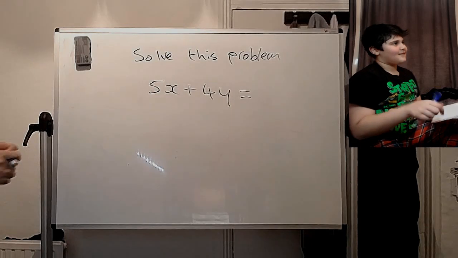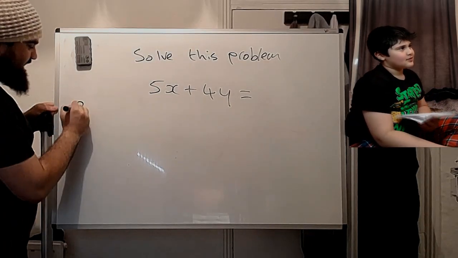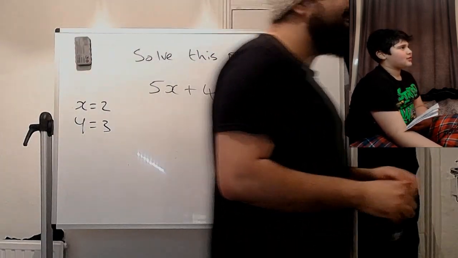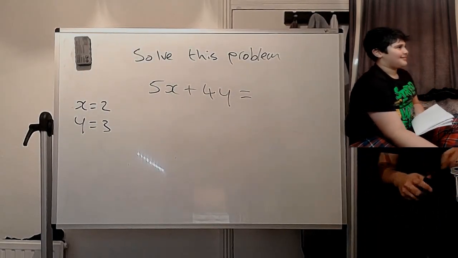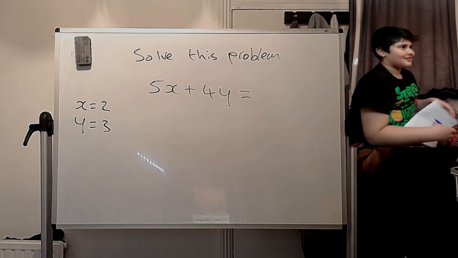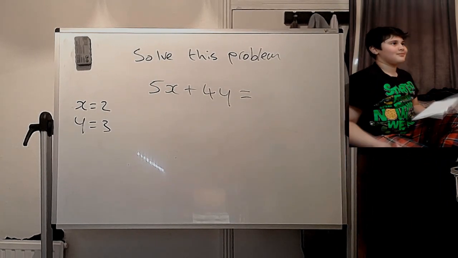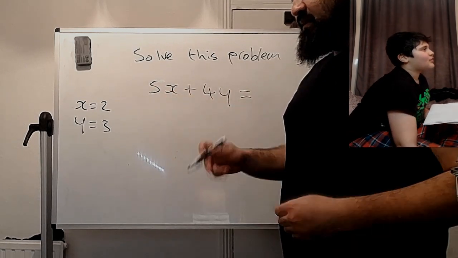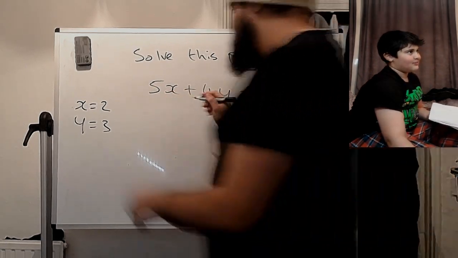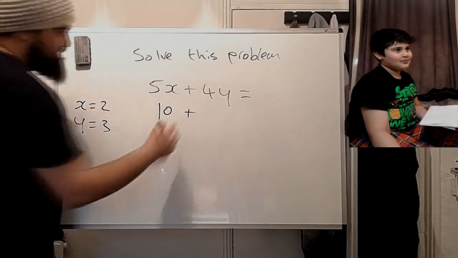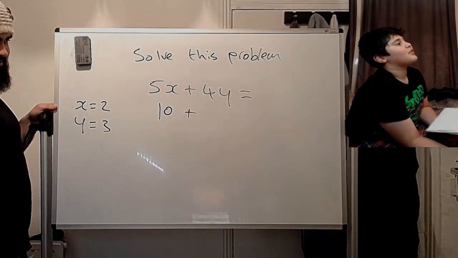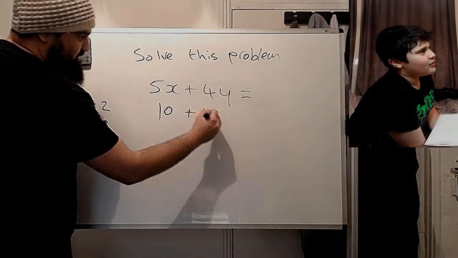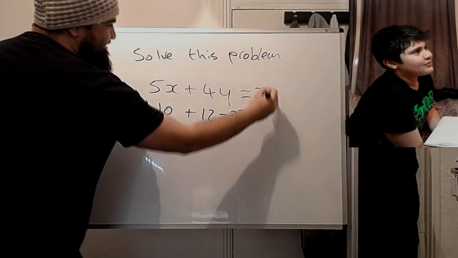5x plus 4y. And I'm going to tell you x equals 2 and y equals 3. If you do this, legit, I'll be so impressed with you. This is actually, I'm not joking, kind of hard. Okay, so 5x will give me? 10. And that's getting plussed with 4 times y, which is 12. And that gives you? 22.